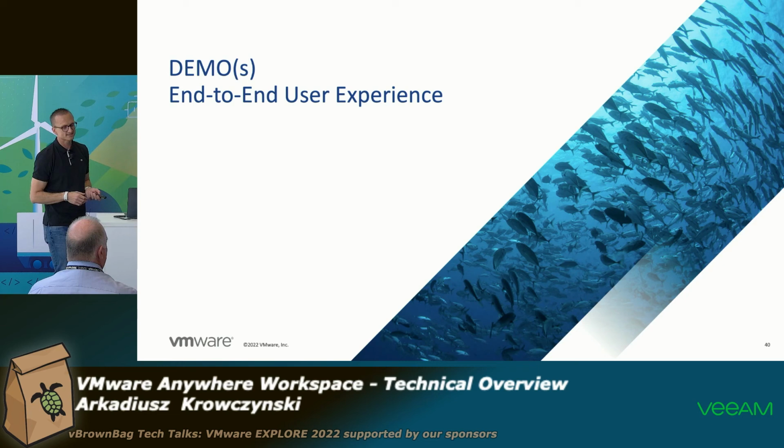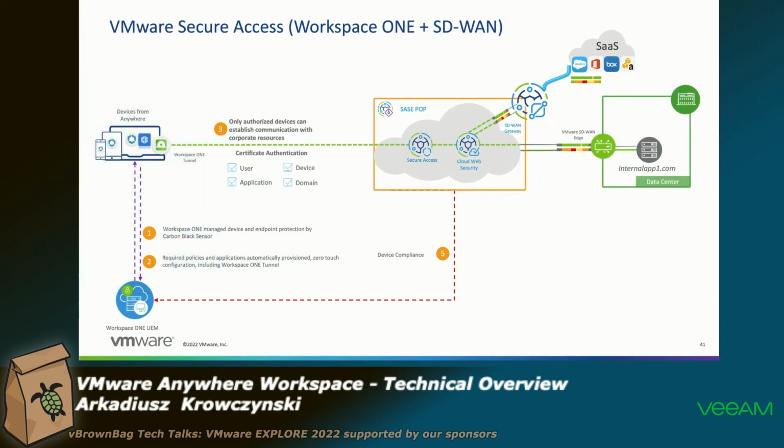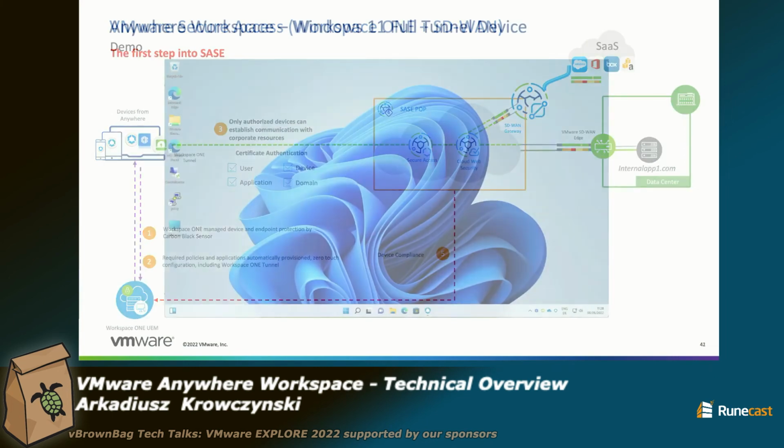So now, as a last demo, how this is looking like from a user perspective when we are, I would say, consuming the complete Anywhere Workspace stack. Means devices enrolled in UEM, we have Carbon Black installed, we have secure access, I would say, deployed in the cloud, and we have an SD-WAN edge in the data center to access the on-premise application. Because WorkspaceOne UEM and secure access with SD-WAN is the first step into SASE.